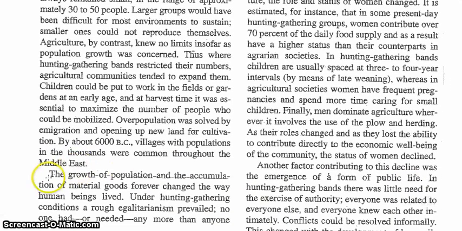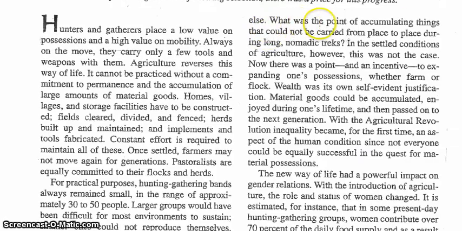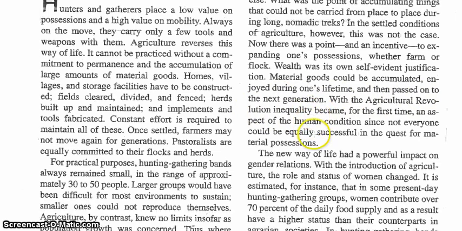The growth of population and the accumulation of material goods forever changed the way human beings lived. Under hunting and gathering conditions, a rough egalitarianism prevailed. No one had or needed any more than anyone else. What was the point of accumulating things that could not be carried from place to place during long nomadic treks? In the settled conditions of agriculture, however, this was not the case. Now there was a point, and an incentive, to expand one's possessions, whether farm or flock. Wealth was its own self-evident justification. Material goods could be accumulated, enjoyed during one's lifetime, and then passed on to the next generation. With the agricultural revolution, inequality became, for the first time, an aspect of human conditions, since not everyone could be equally successful in the quest for material possessions.